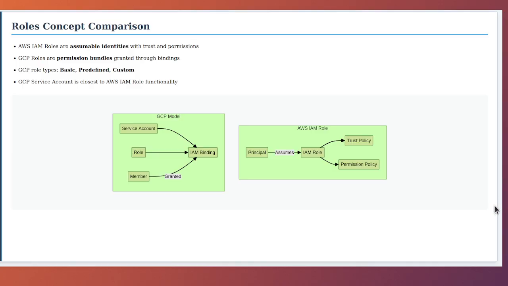This separation of identity and permissions in GCP means you manage them in different places. You create service accounts in the IAM and Admin section, but you grant roles through IAM policy bindings on resources, projects, folders, or the organization.